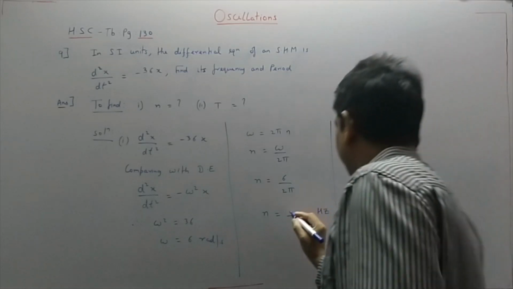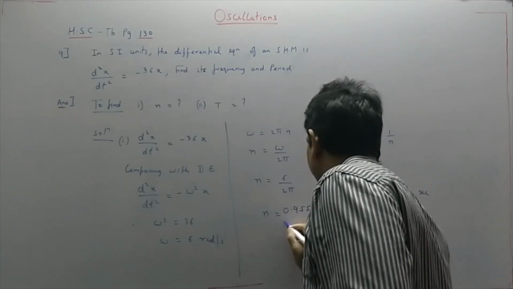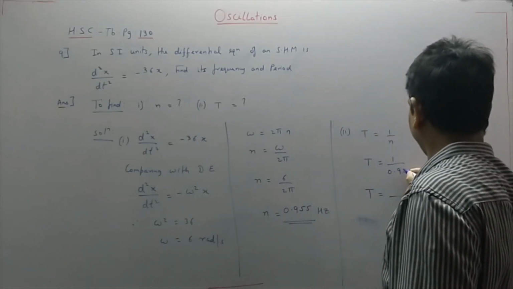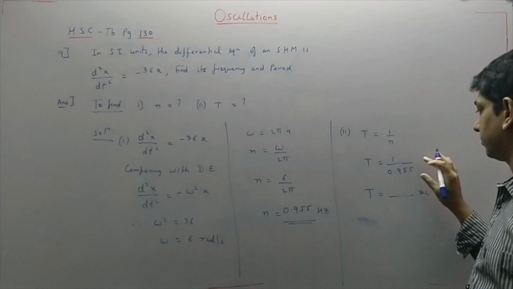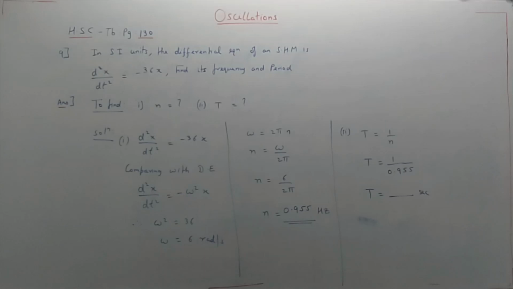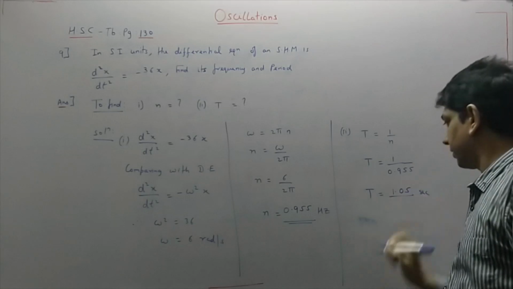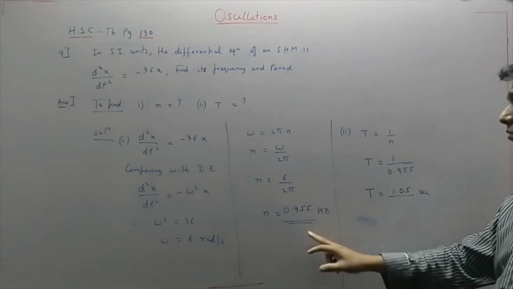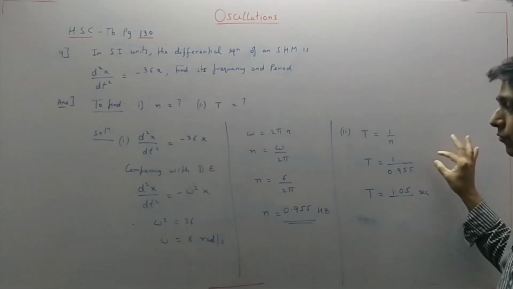Frequency is 0.955 hertz. You will get T is 1 upon 0.955. With the help of log you can calculate this, the reciprocal of the time period. You will get the time period as 1.05 second. So this is the answer which is given to you. Okay, it is the correct answer. Please solve this by log, and we can find the reciprocal with the help of the log table.